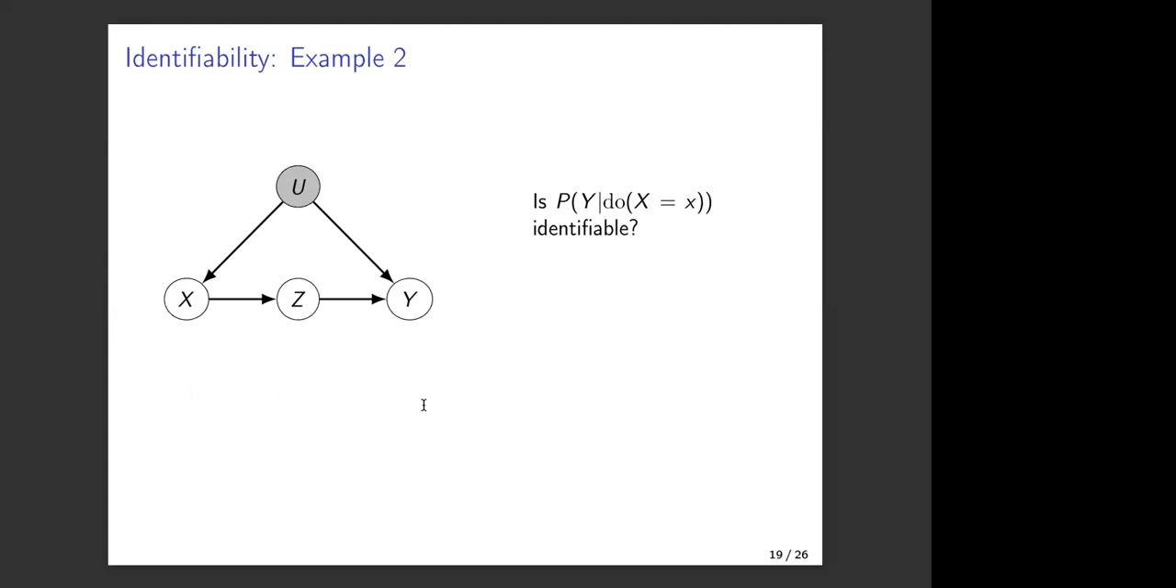Typically one y is z, but in this particular case, I'm asking what is the effect of the intervention of x on y? And this actually turns out to be yes, and you can write down this expression here: P(y | do(x)) equals this quantity here. Now you can see that u is gone. There is no u here, right? So therefore this is identifiable.